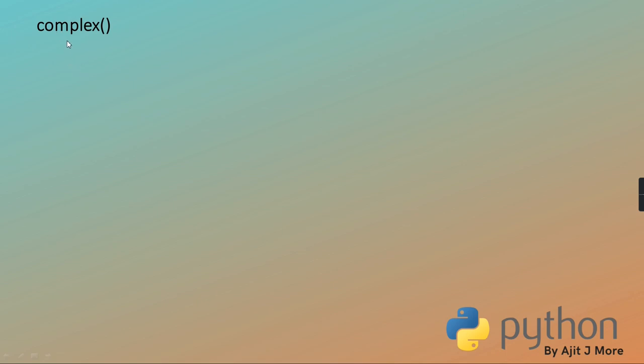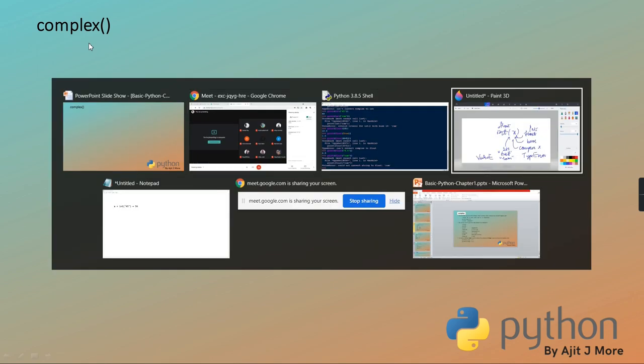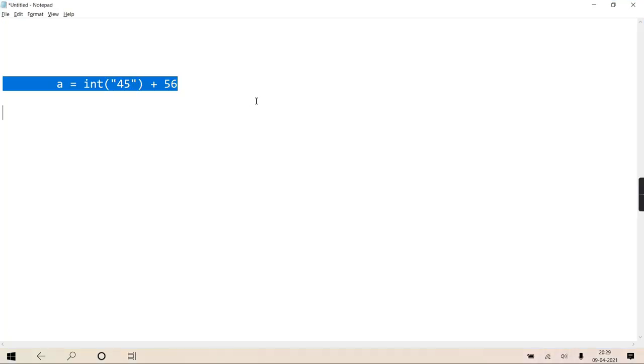Then coming to complex. Now, what is the conversion rule? The complex function can be used in two different ways. One is complex(x), and another is complex(x, y). Both ways you can do it. Actually it is not overloading, because Python never allows overloading. Here y has a default value.